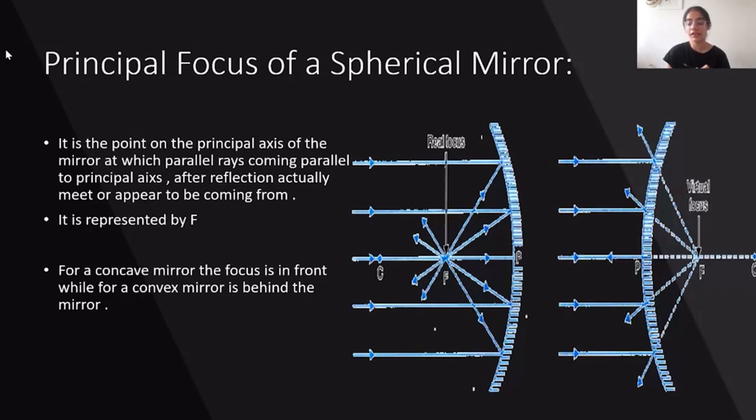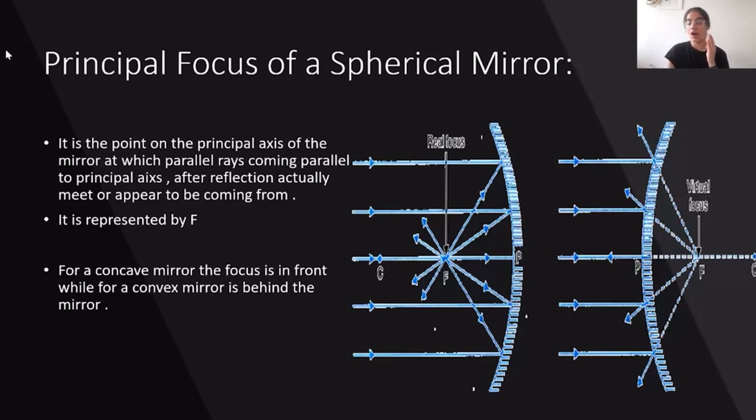Here, virtually in the second case, we are only trying to extend the rays so that we can see that they appear to be coming from the principal focus. Here, on the left-hand side of the diagram, the concave side, they will actually go and meet at a point.